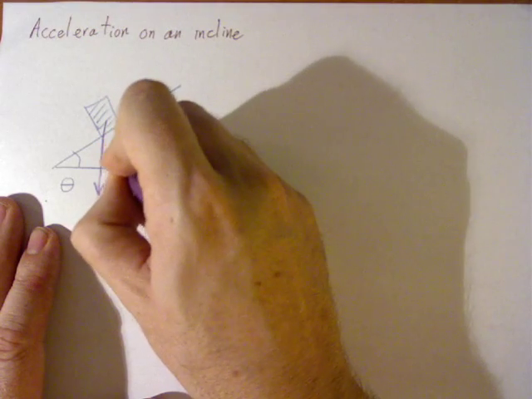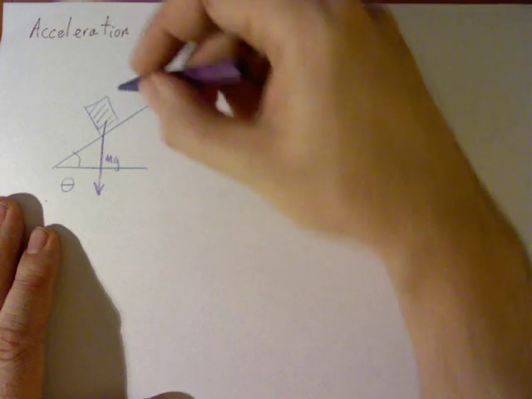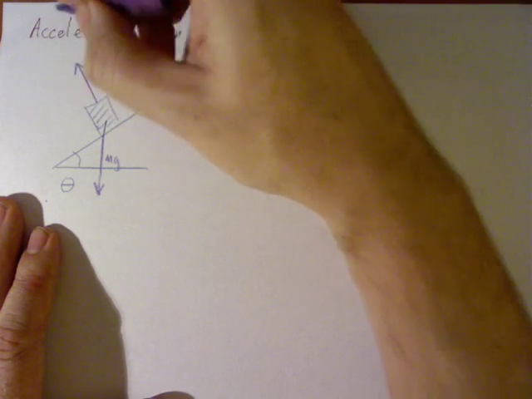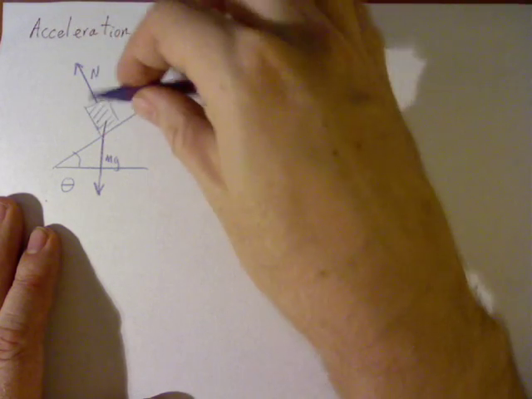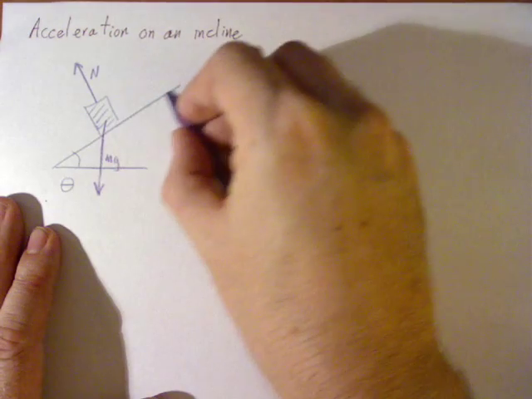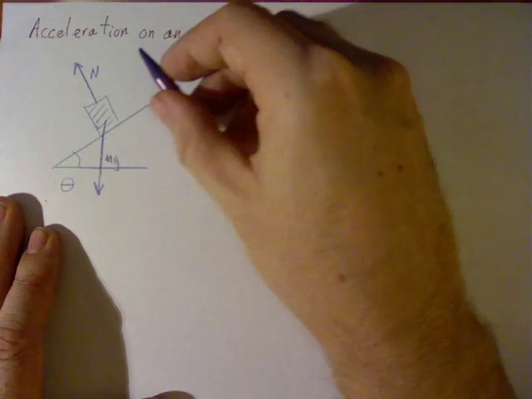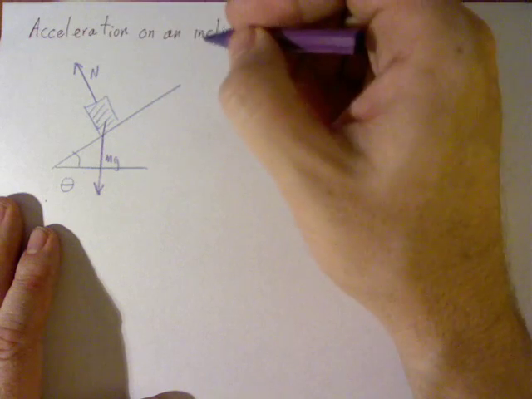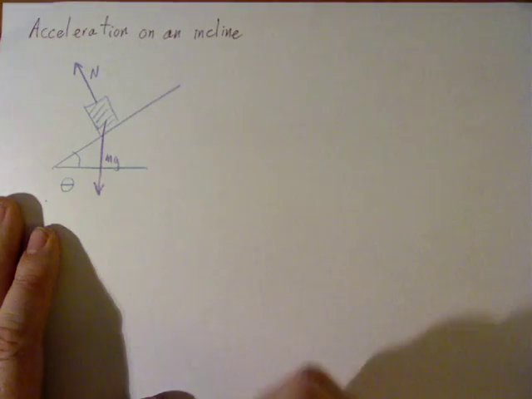Let me mark this, mg for gravity. We have the normal force. Notice the normal force is always pointing perpendicular to the surface. Always at 90 degrees to it. In fact, that's what normal means.